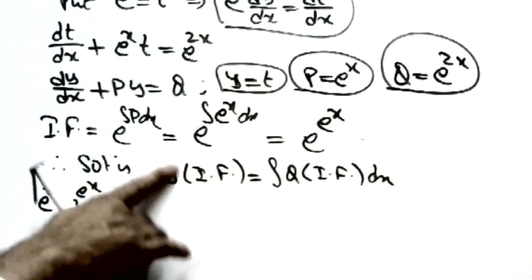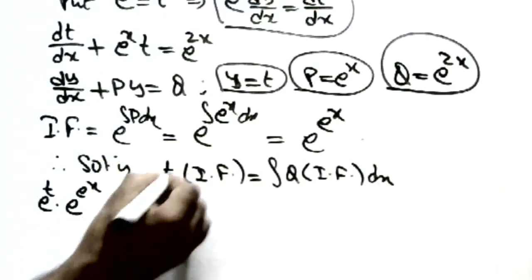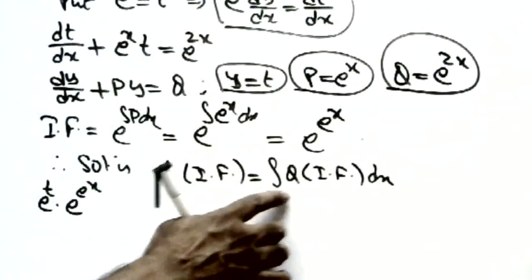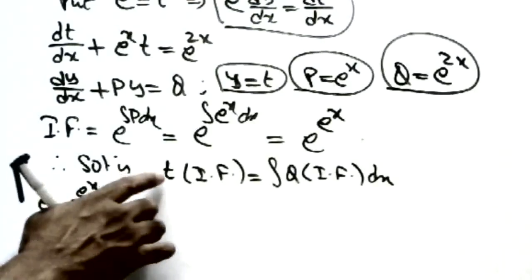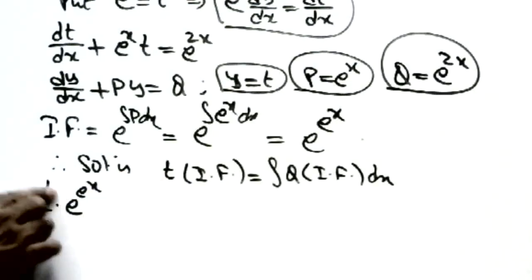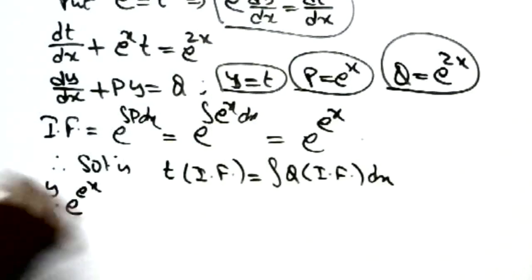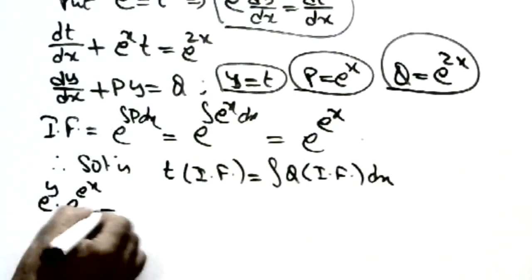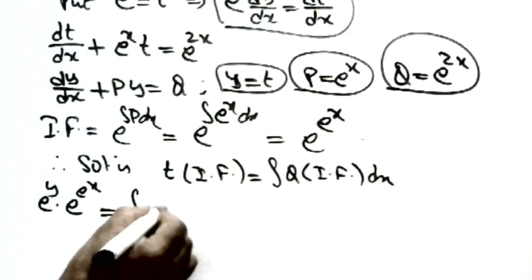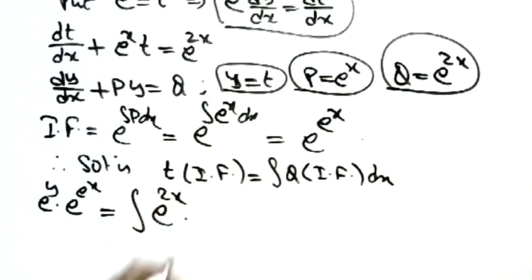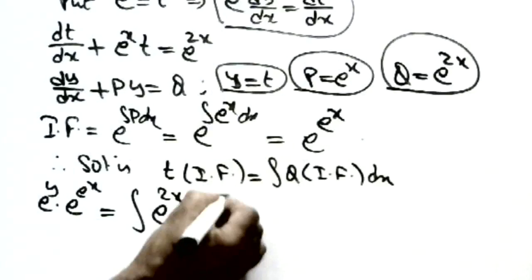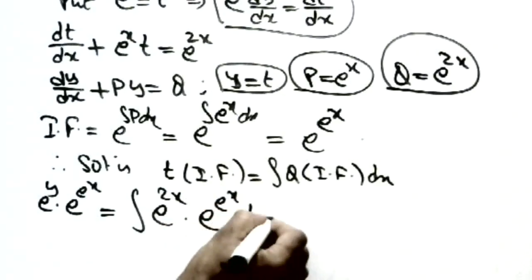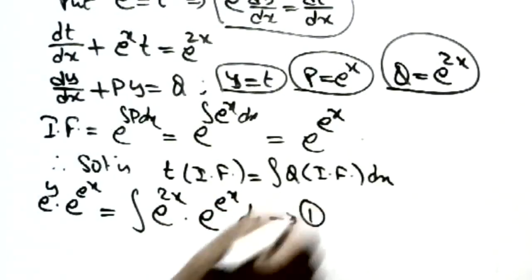In place of y, we write t. T into integral factor equals integration of q into integral factor dx. So the value of t is e power y, equals integration of q. Q is e power 2x into integral factor. Integral factor is e to the power of e power x dx.